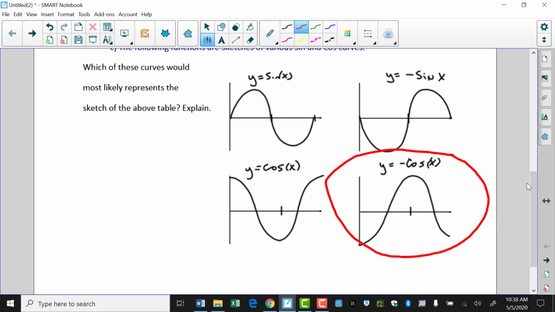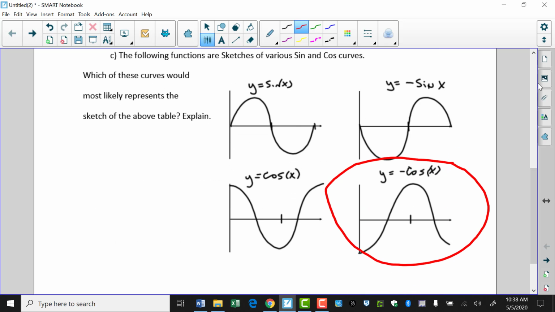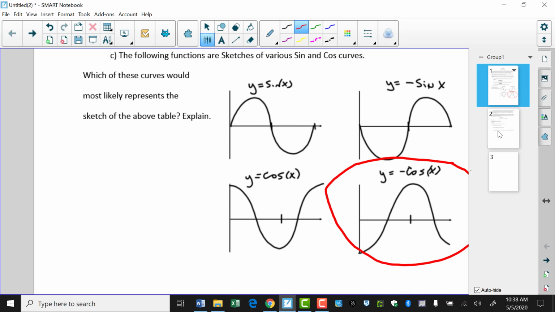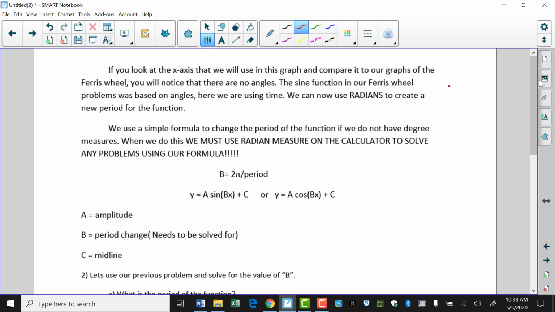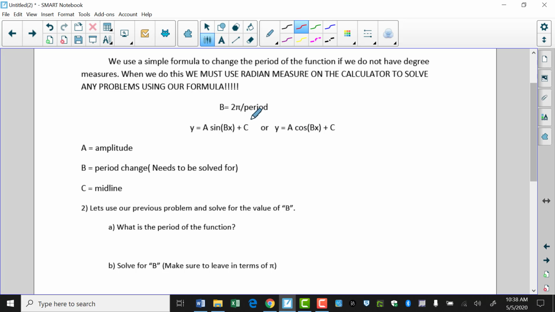So now that we have an amplitude, a midline, and the idea that we know it's going to be a negative cosine graph, the only thing that we have left to do is to understand how we put the period of the function into this equation. So we know right now it's a cosine equation, and what we need to do is figure out what the period is. How long does it take to repeat itself? Well, in this case, the period of this function is going to be 12 months.